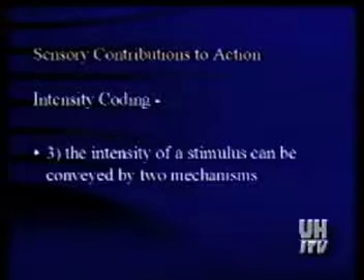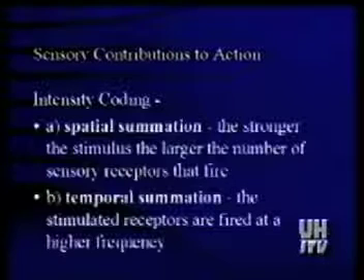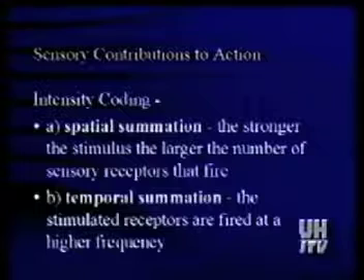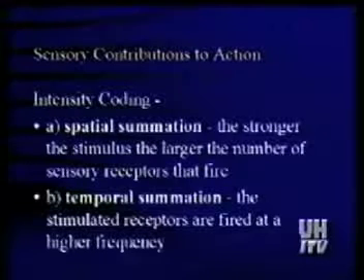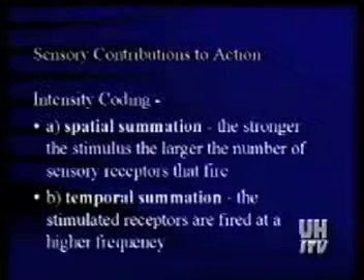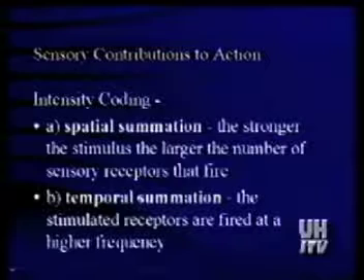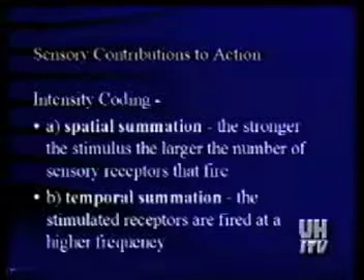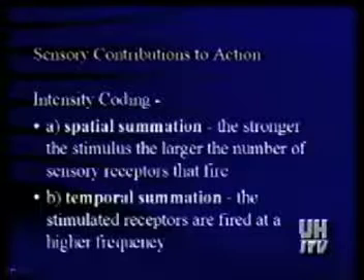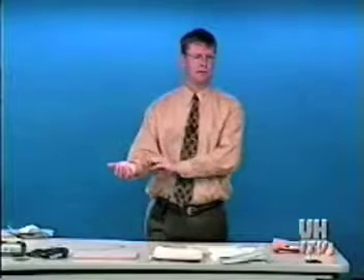All right, so how can we detect levels of intensity? There are two processes that are available to us at the neurophysiological level. Those are known as spatial and temporal summation. So let's start with spatial summation. And let's just go back to our skin receptors.